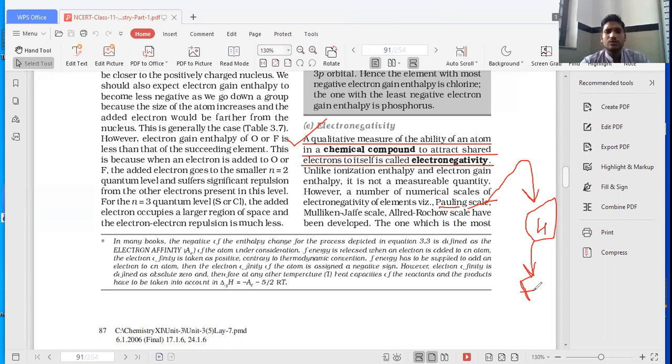Some other scales are also there, but we need not study them. Mulliken scale is there, for example Mulliken-Jaffe scale, okay? Allred-Rochow scale, right? But it's not necessary for us to study all these scales, okay? So for your class 11th and 12th studies, we will just go for electronegativity in the Pauling scale, right? There we arbitrarily gave fluorine the value 4, and all other atoms are assigned numerical values for their electronegativity with respect to fluorine. Clear?